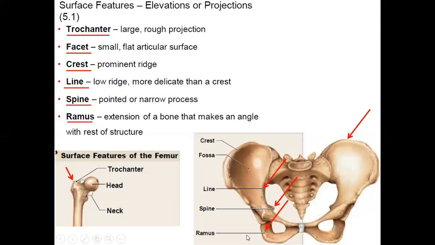And a ramus is an extension of a bone that makes an angle. So a ramus means arm-like or bar-like structure. So this whole bar here is called a ramus. And they usually take an angle. So in your lower jaw, you have a ramus. Right at the back of your jaw, you can feel where your jaw takes a turn. So underneath your neck area there, that angle there, that's a ramus as well.